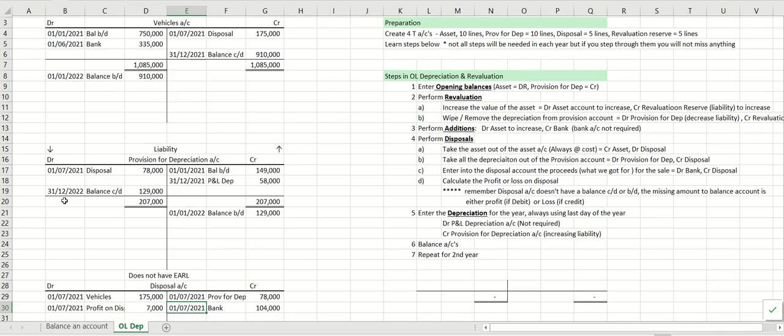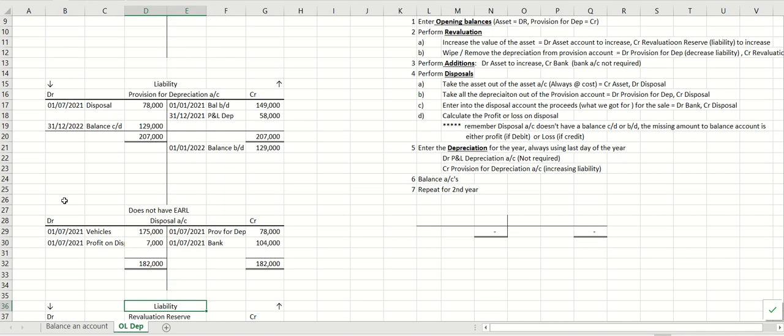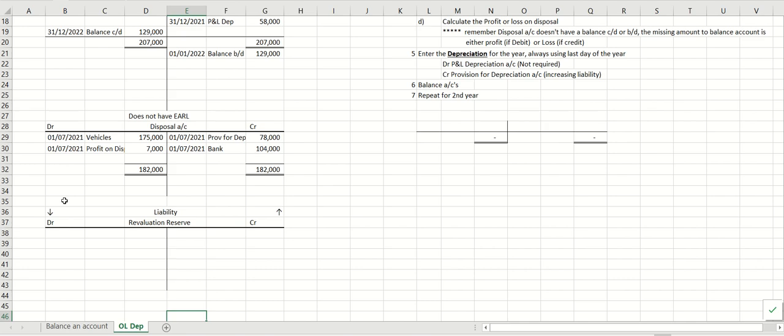There's no balance on the disposal account, so we don't have to balance that one. And there's no revaluation that happened, so there's nothing happening there, so we don't have to balance that one either.